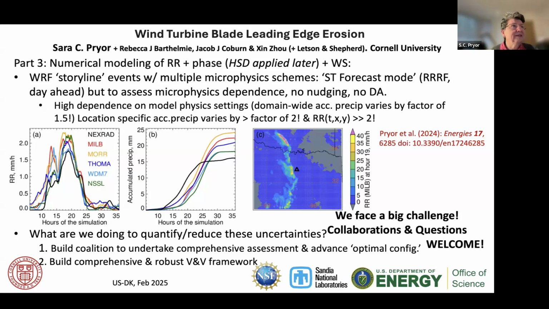And I think we also need to build a slightly more comprehensive and robust model V&V framework that really addresses this issue of needing fidelity for the joint probabilities, or the copula, rather than thinking about skill for individual variables, which I think certainly within the atmospheric science community, we've tended to focus on more. We face a big challenge. It's an exciting research topic, I think. From my perspective, collaborations and questions are most certainly welcome. Thanks very much for your attention.